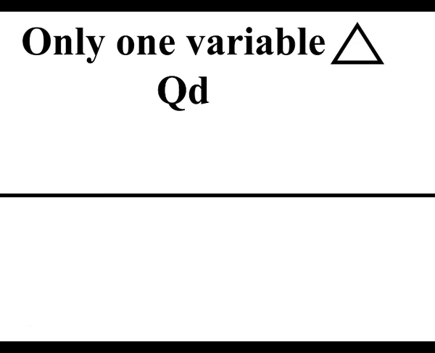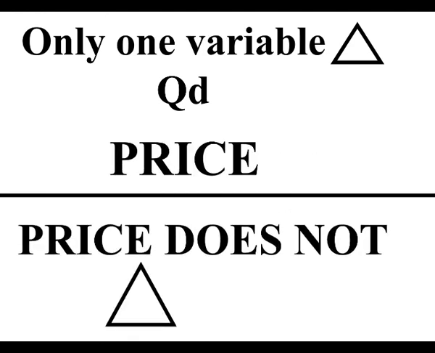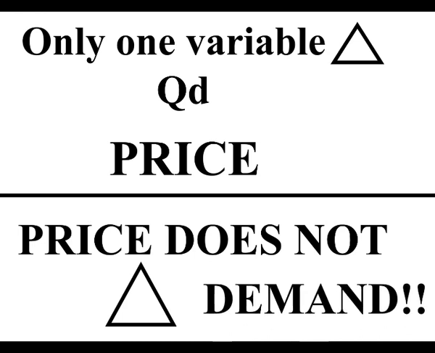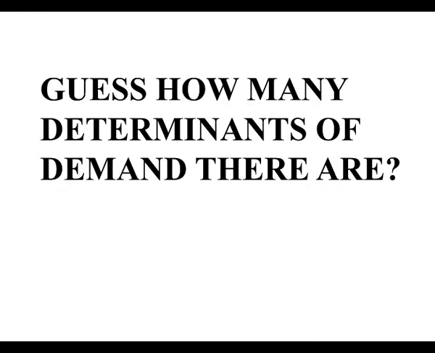Only one variable changes quantity demanded, and if you've taken chemistry, you'll know that this triangle means change. That variable is, hopefully you know, price. Price does not change demand. Guess how many determinants of demand there are? There are going to be 6 determinants of demand, meaning things that do shift that curve. Price is not a determinant of demand because price doesn't change demand. It changes quantity demanded. So we're going to talk about the things that do change demand.